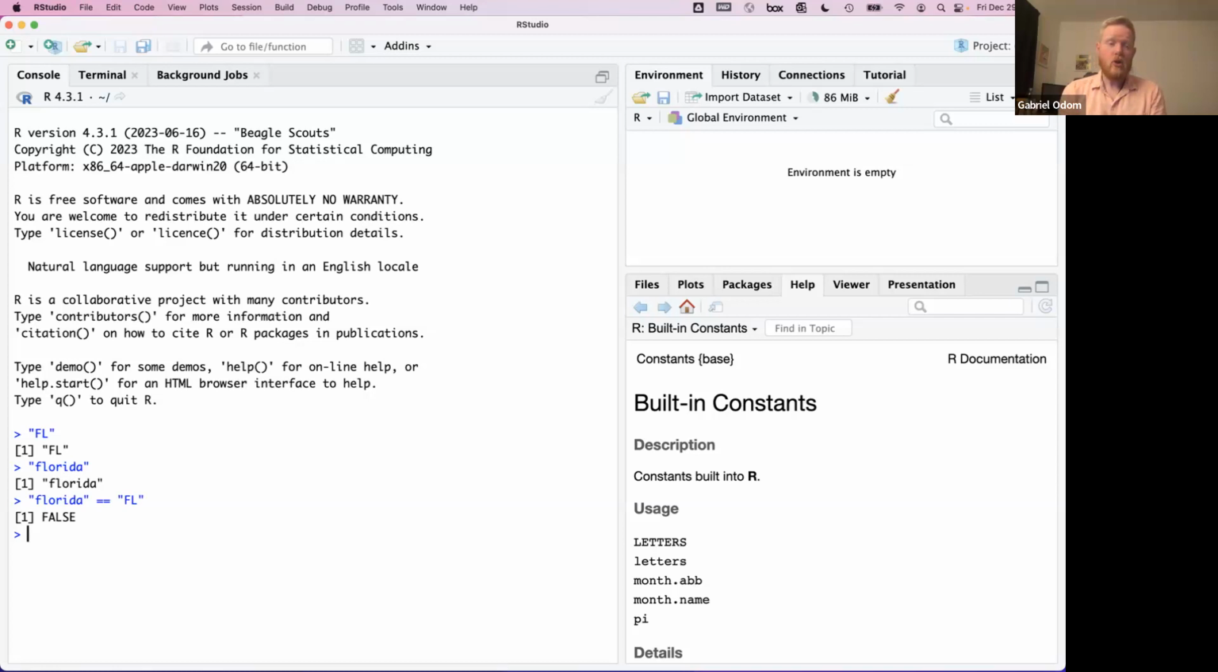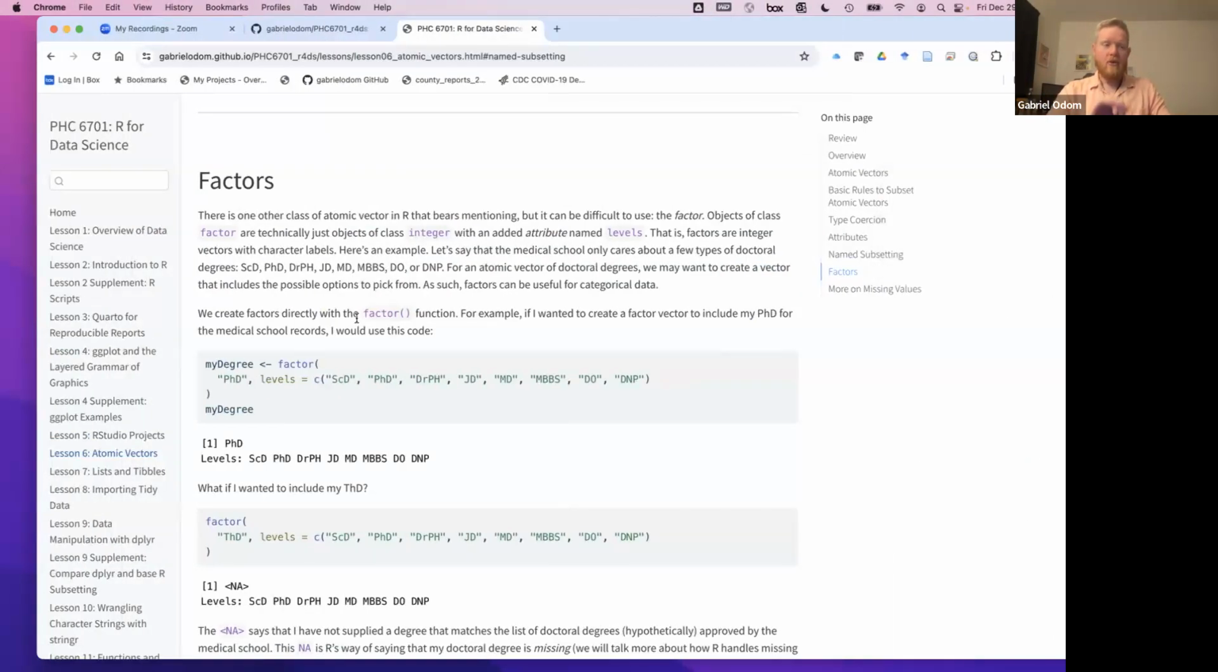So whenever we want to get information from people, but we want that information to have a little bit more structure, particularly for something that could come from a categorical variable, we often want to use something called a factor. Now, a factor you can think about as like a set of options for the user to choose from.